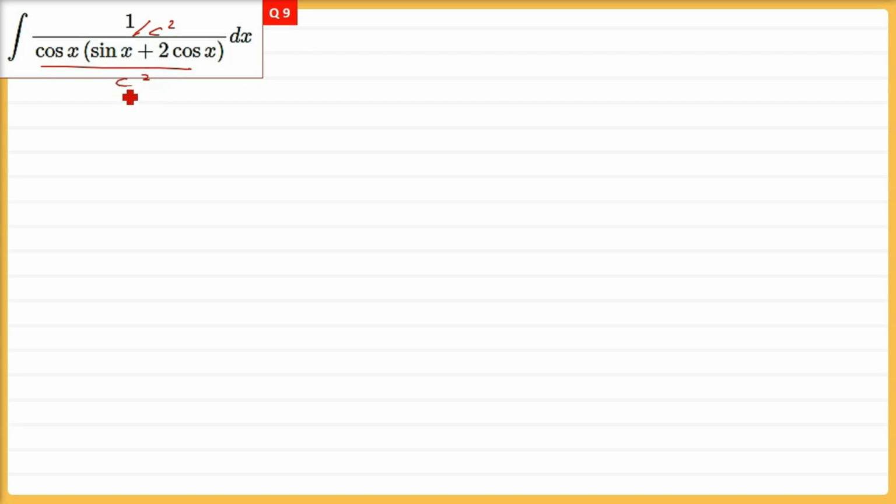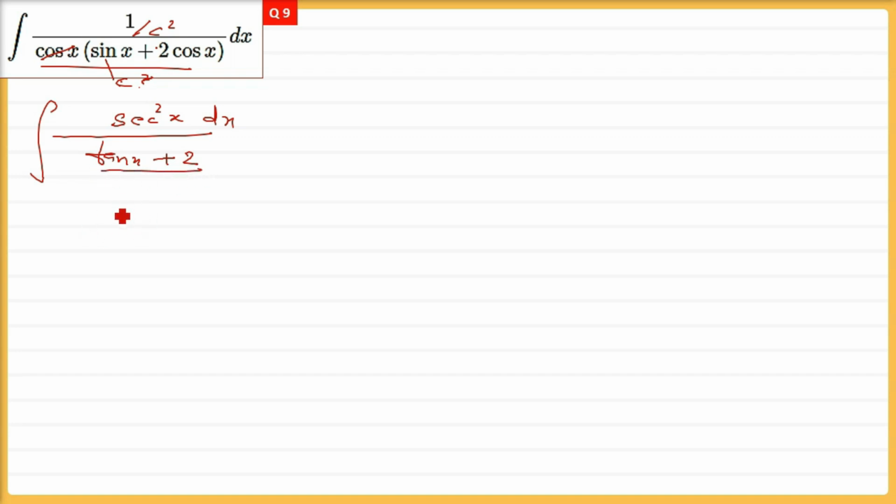When you divide by cos square x, the numerator will give you sec square x. In the denominator, you can cancel one cos, and then you can separate them out: sin x by cos x plus 2 cos x by cos x. So sin x by cos x is tan x. 2 cos x by cos x gets cancelled, so it will be only 2. So integration of sec square x by 2 plus tan x dx, that's what you have to do.